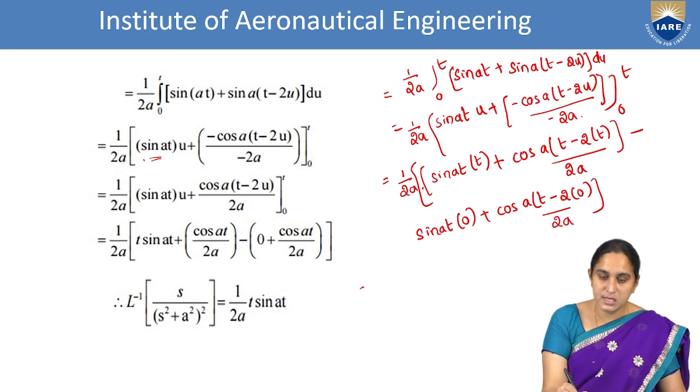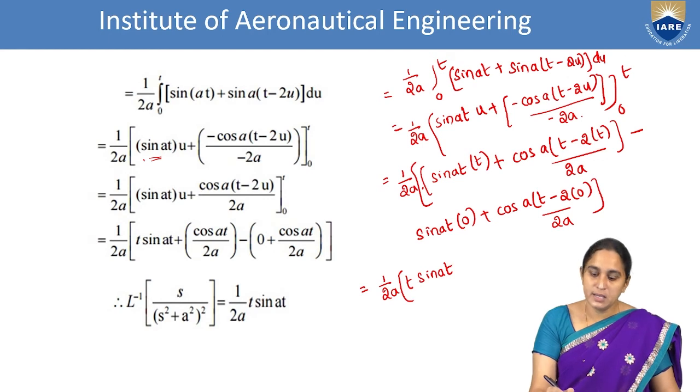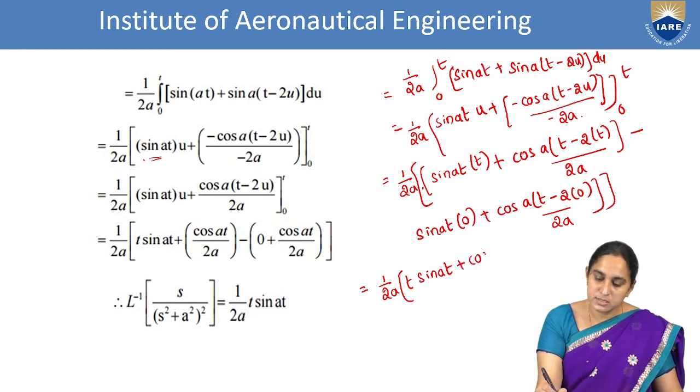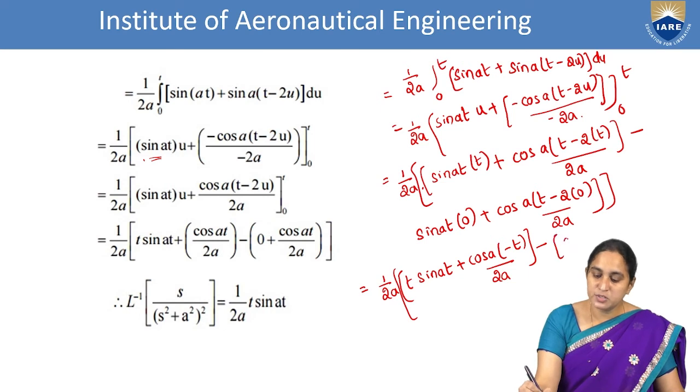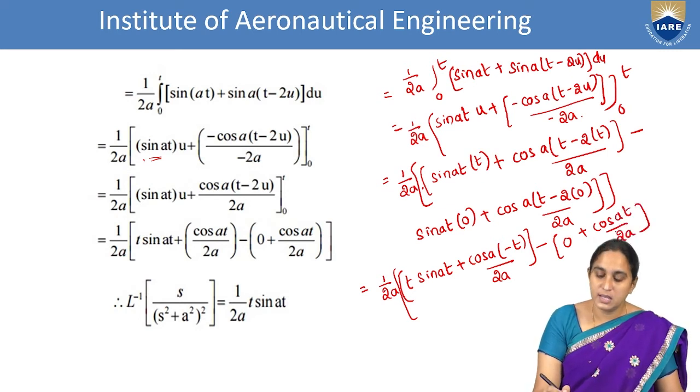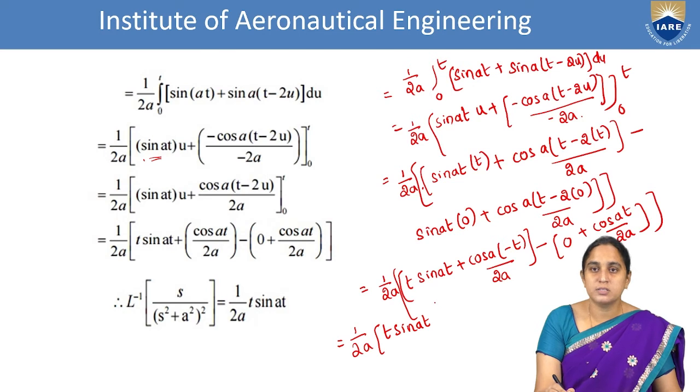After substituting the limits here, 1 by 2a into t into sin at, plus cos a(t minus 2t), that is minus t, by 2a, minus of sin at of 0 means 0, plus cos at by 2a. From that, 1 by 2a into t sin at plus cos of minus theta, that is cos theta. Cos of minus theta is cos theta, that is plus cos at by 2a.